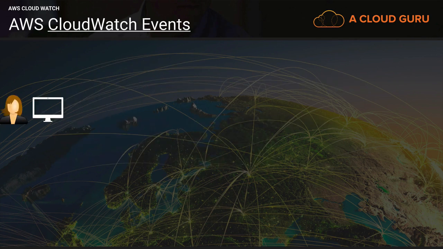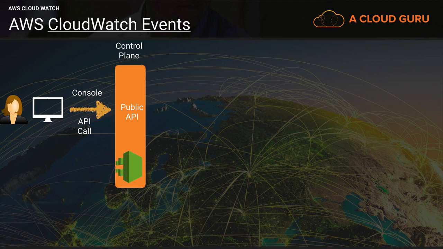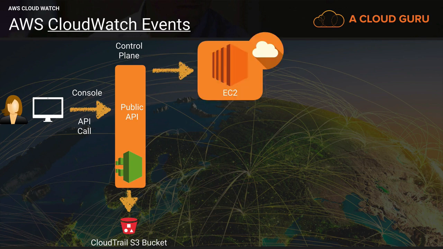Moving on to CloudWatch events, let's look at how it works. So we've got our user, they're making an API call using the console to our control plane, which is basically a whole bunch of public APIs. We've got CloudTrail turned on and it's logging those calls to a bucket. Then the user goes in and they provision an EC2 instance. That creates an event source inside of CloudTrail.